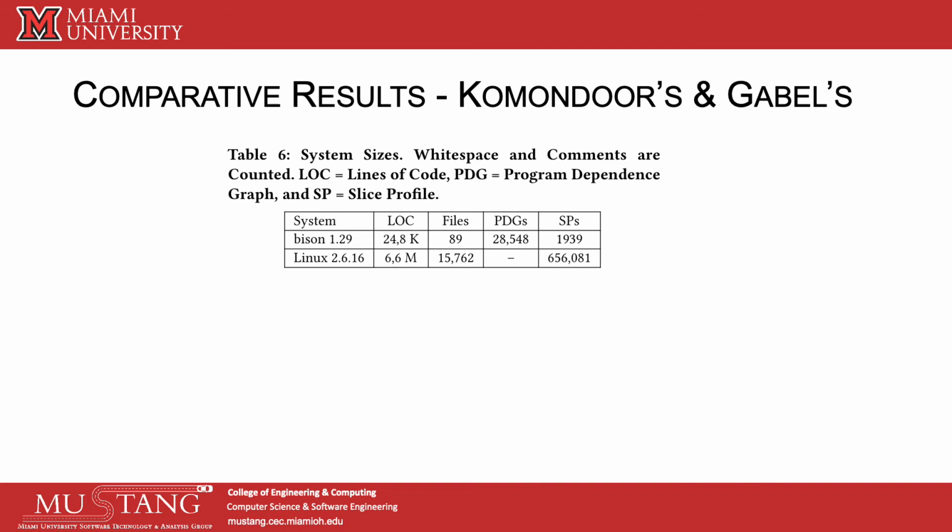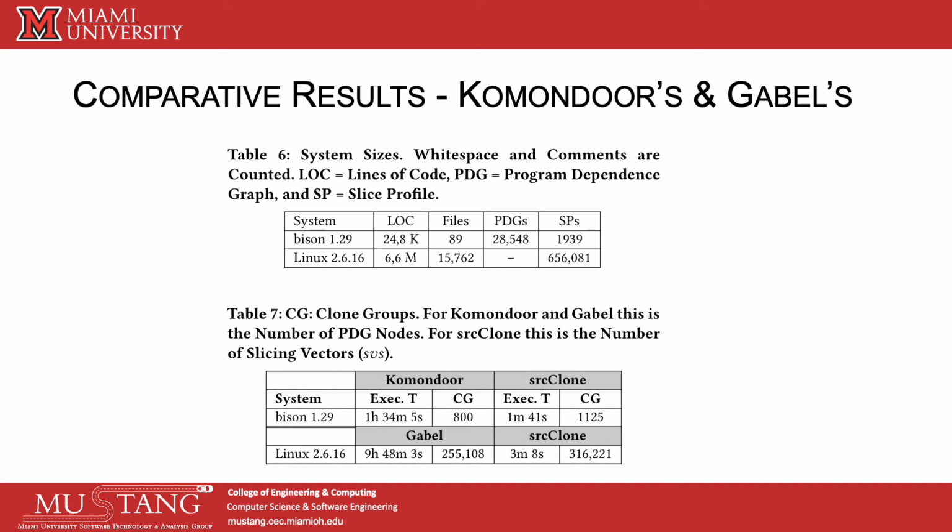We compare our tool to Commander and Gable. Those are PDG based and use slicing. These are the systems in Table 6 that we use in the comparison. As we can see, the Linux kernel version is equal to 6.6 million lines of code. And these are the results in Table 7.